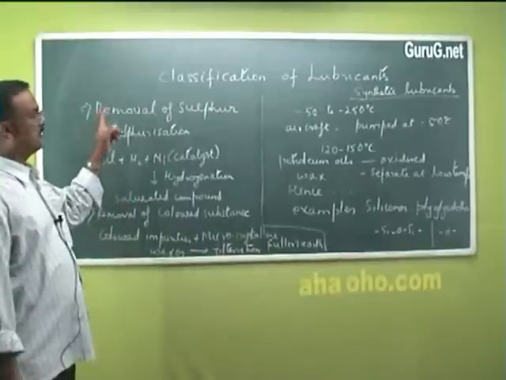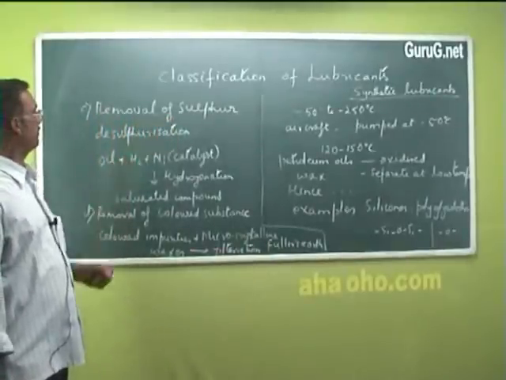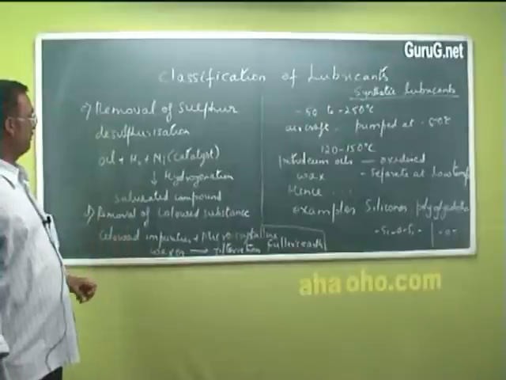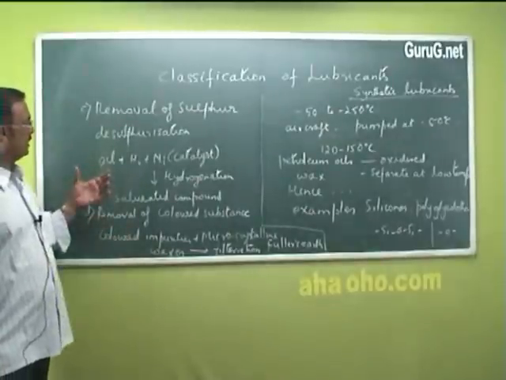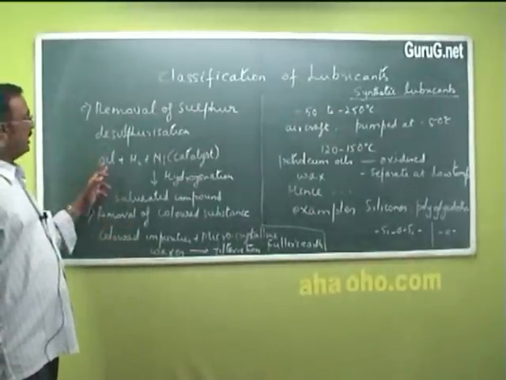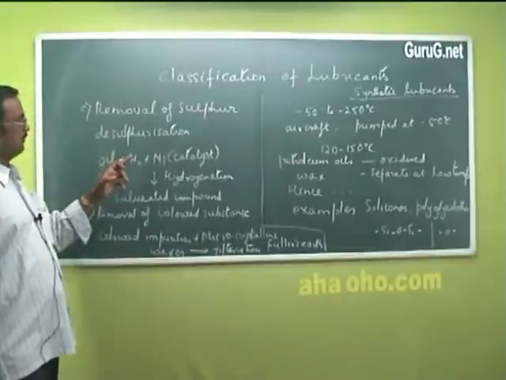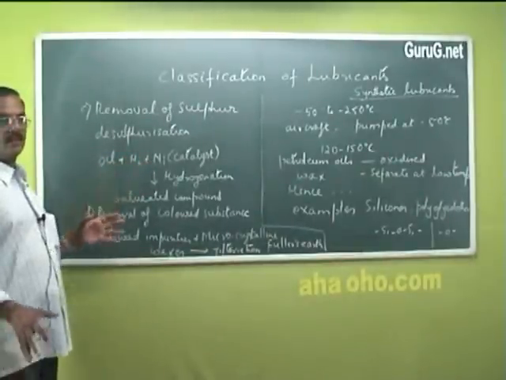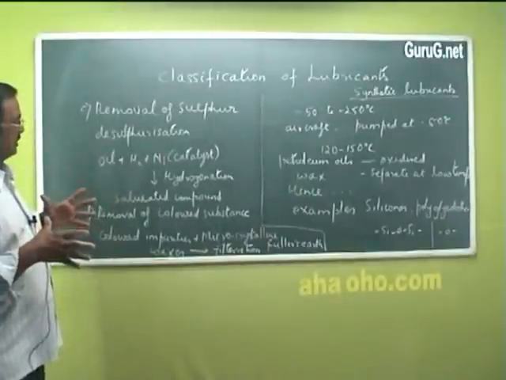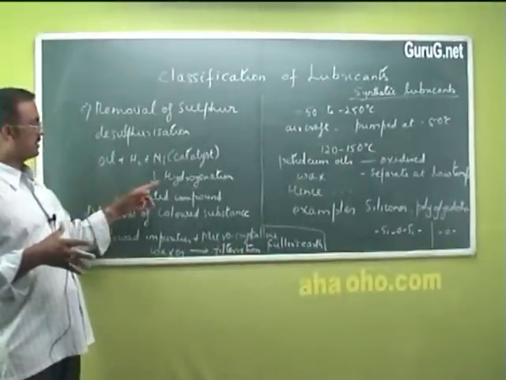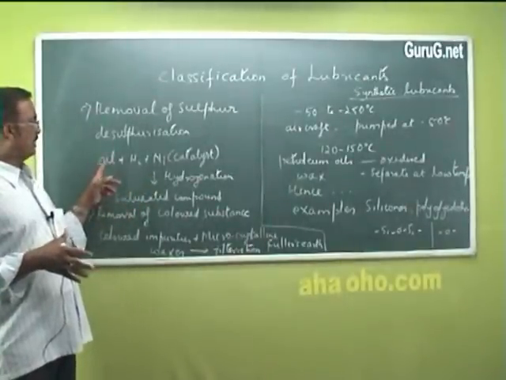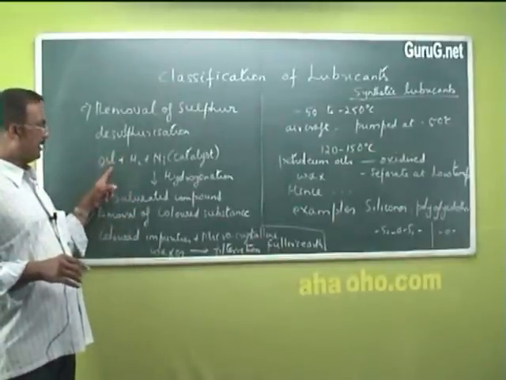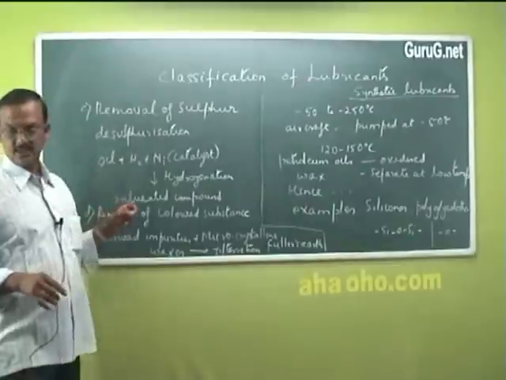The third step involves the removal of sulfur, and this process is known as desulfurization. What happens is that the oil plus nickel plus hydrogen are subjected to a process known as hydrogenation. That is, the oil will contain some unsaturation and the hydrogen will be added, so you get a saturated compound.